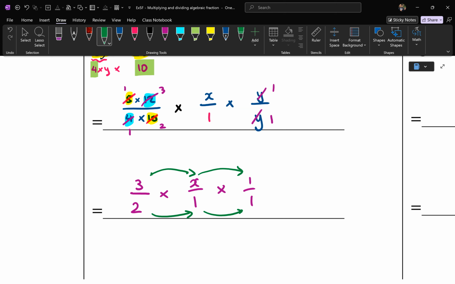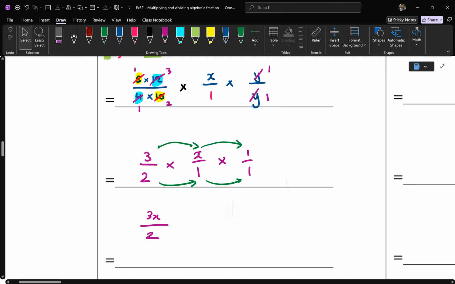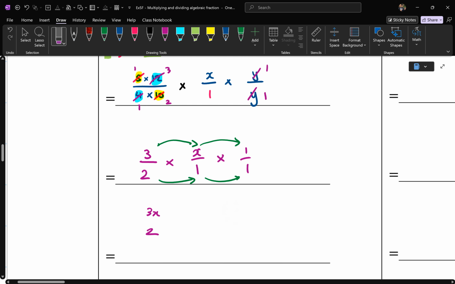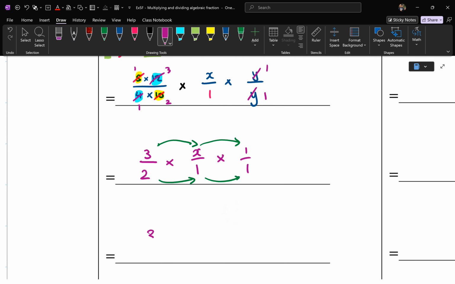So there we go. 3 times x times 1, that gives you 3x. Very good, Wilbur. And then 2 times 1 times 1 is 2. So the answer is 3x over 2 is your most simplified fractional term.